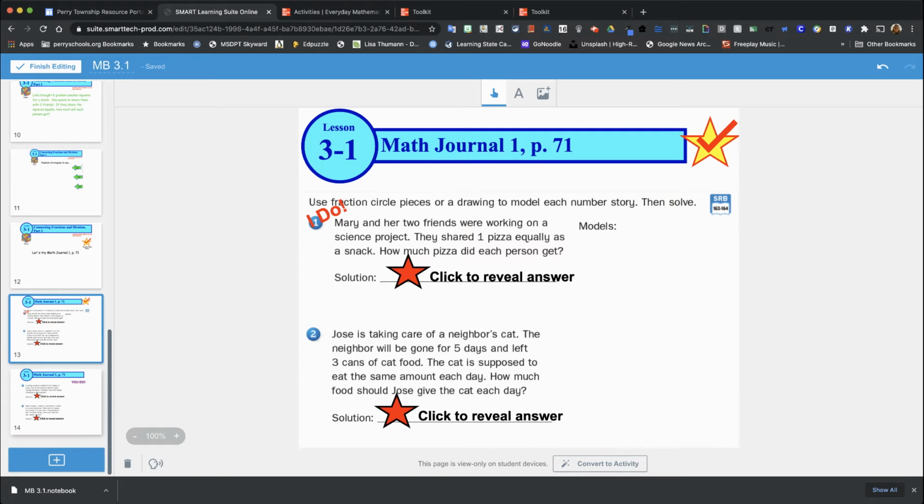So Mary and her 2 friends were working on a science project. Okay, they share 1 pizza equally as a snack. How much pizza did each person get?